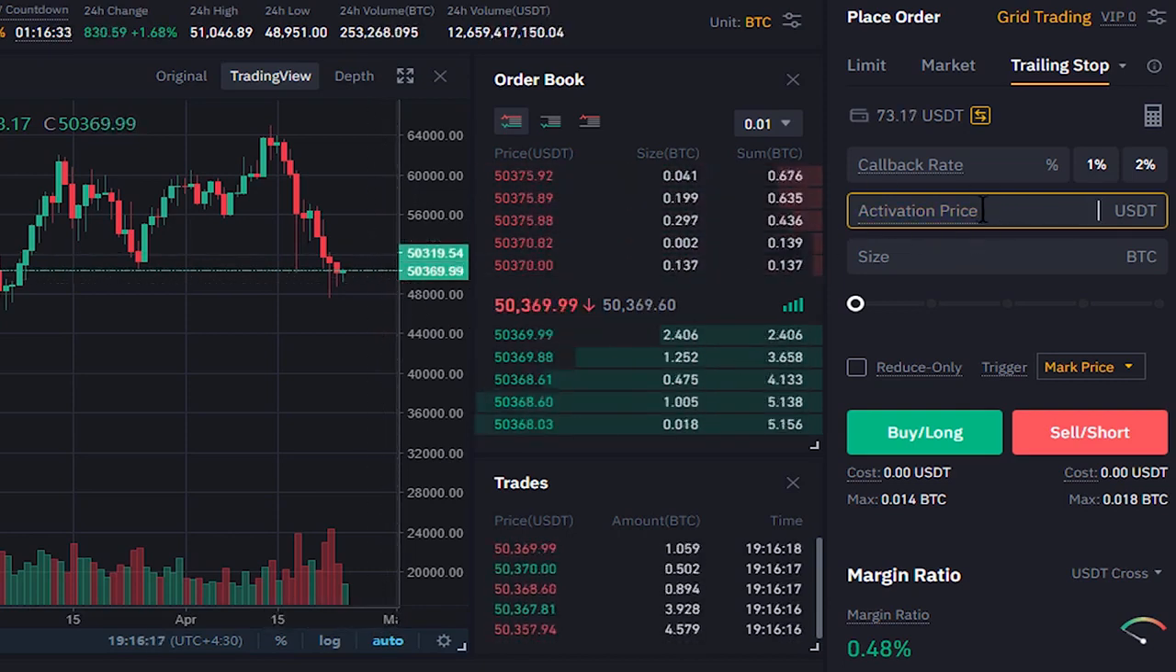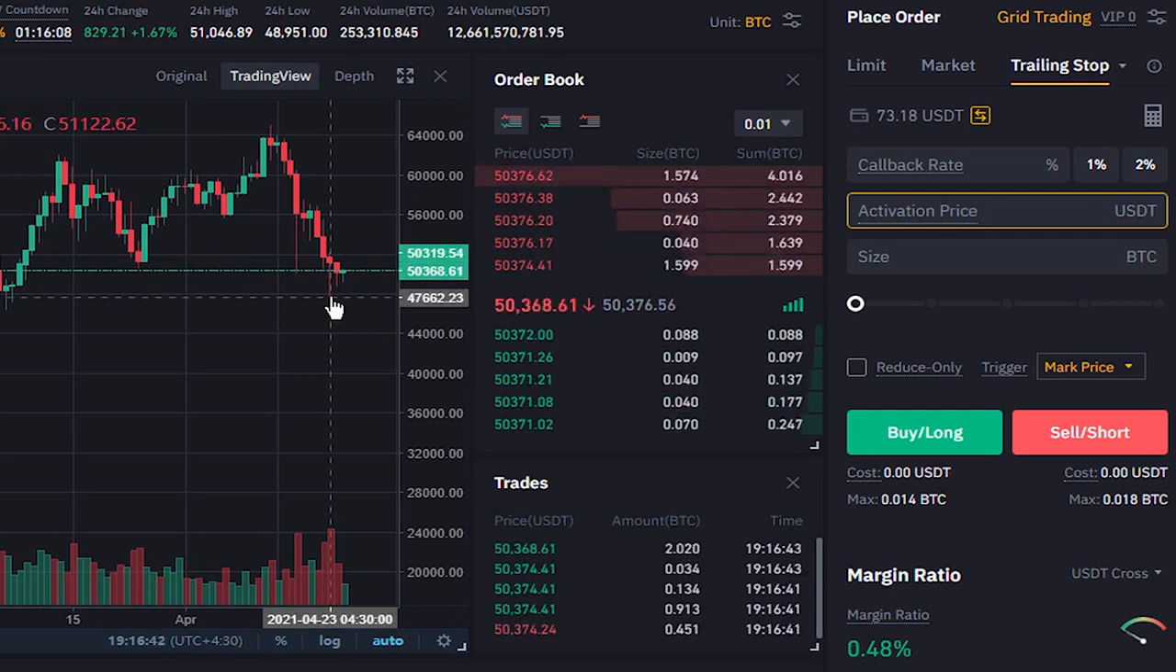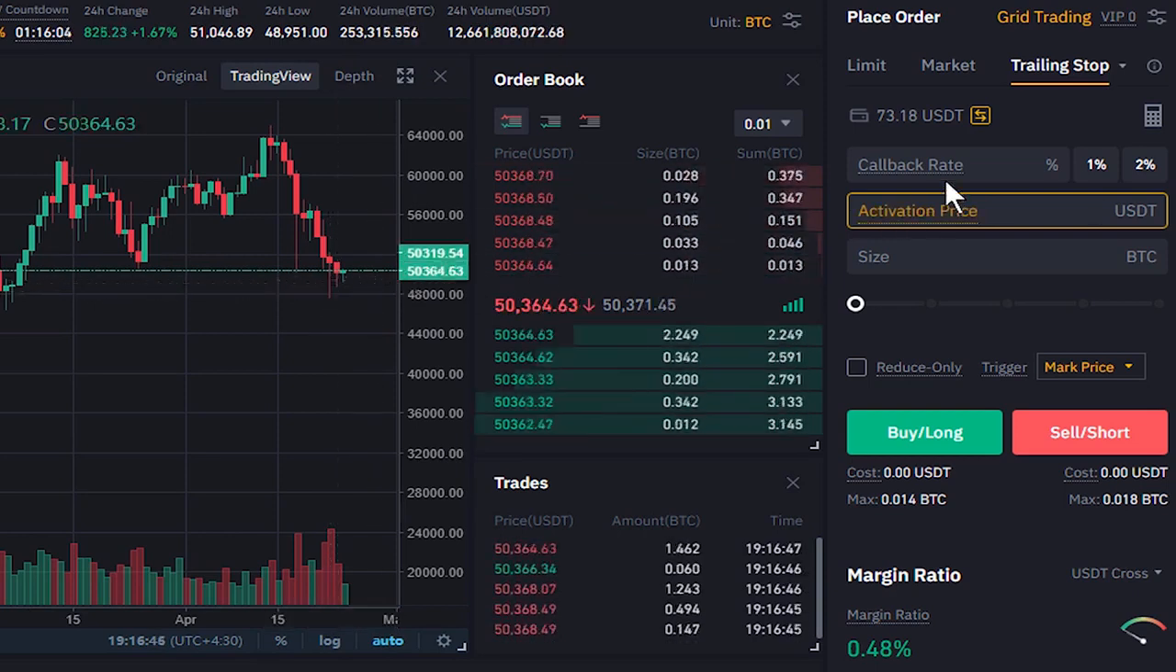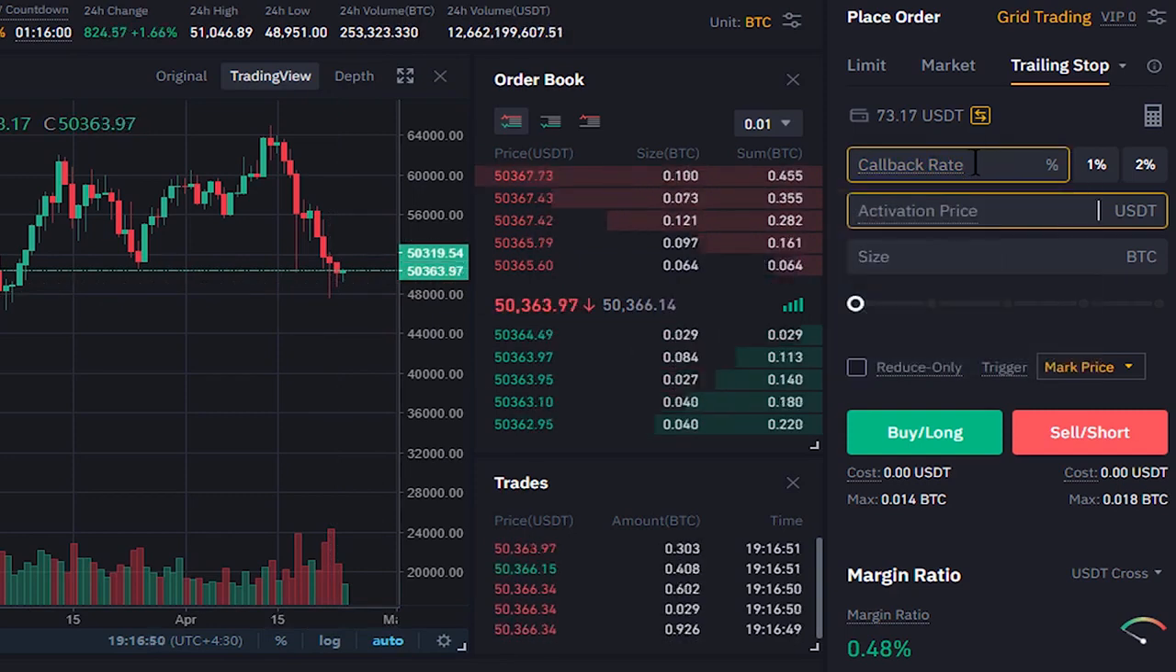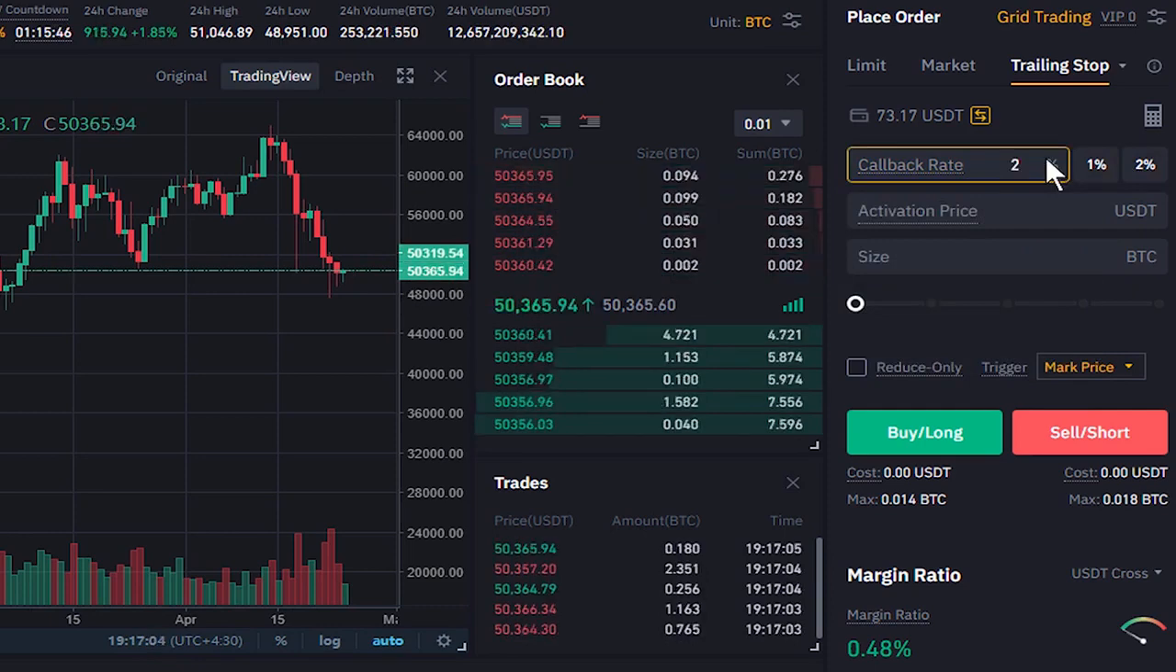The price at the moment is something like 50,000. If you don't fill the activation price, the current price of the market will be considered and the trailing stop will be placed lower than the current price of the market, 1%, 2%, or whatever percentage that you set for the callback rate here. Let's set the callback rate to 2%, for example. Please pay attention that choosing the percentage for callback rate depends on your risk management strategy and also the volatility of the coin that you're trading.